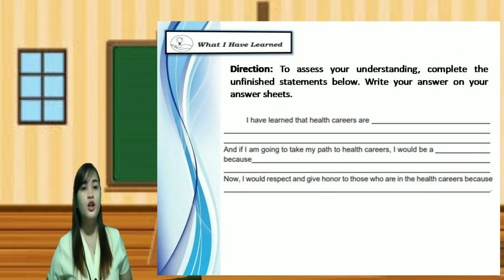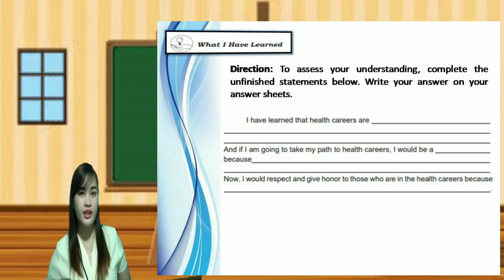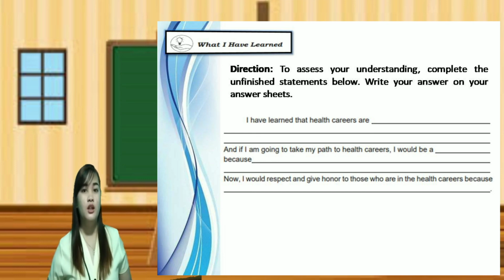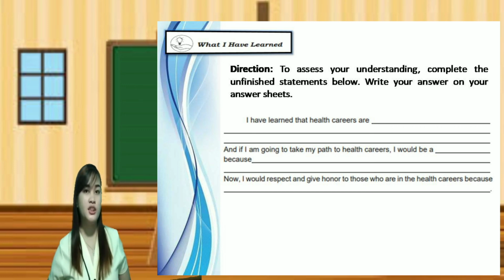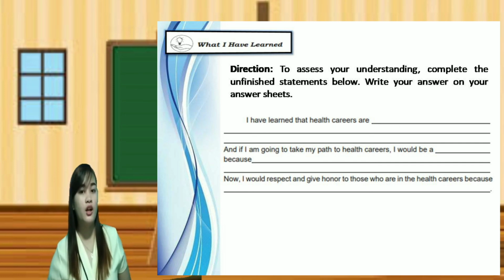Let's proceed with what I have learned. Direction: to assess your understanding, complete the unfinished statement below. Write your answer on your answer sheet. So I have learned that the health careers are blank. And if I am going to take my path to health careers, I would be a blank. Because blank. What is your reason? Now, I would respect and give honor to those who are in the health careers because blank.